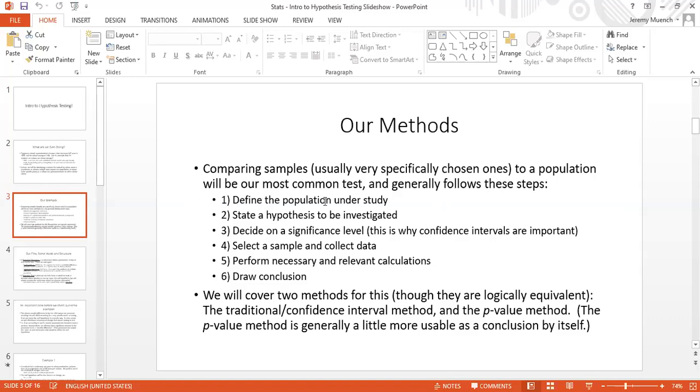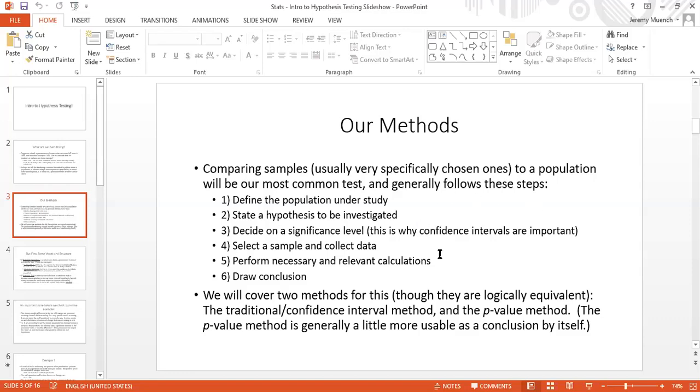For now, though, what we're really doing is we're generally following these steps. We'll first define the population that's under study. For the most part, for the purposes of practice problems and things like that, this will be done for you. For the purposes of your own experiment, which will happen before the end of this year, this will be part of it. You'll need to figure out, who am I testing? What am I working with?